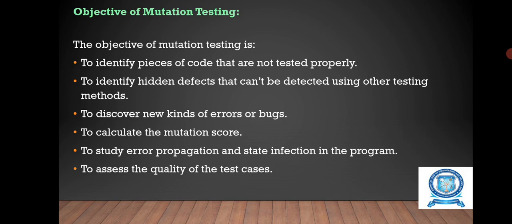Objective of mutation testing. The objective of mutation testing is to identify the pieces of code that are not tested properly, to identify the hidden defects that cannot be detected using other testing methods, to discover new kinds of errors or bugs, to calculate the mutation errors, to study error propagation and state infection in the program, to assess the quality of test cases.